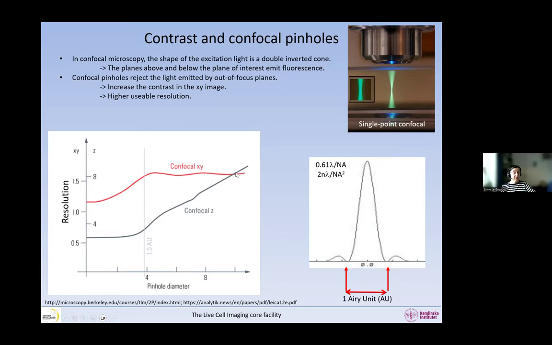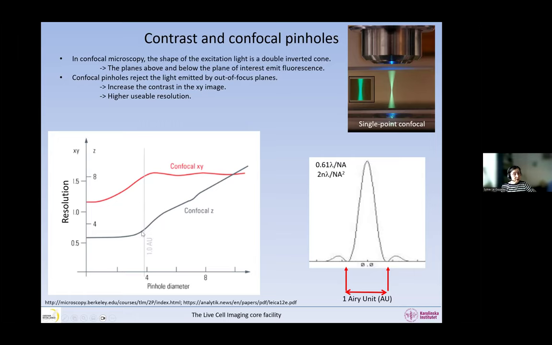In Z, as we close the pinhole, if we start with a pinhole of two or three area units, we will have a very bad Z resolution because we're not excluding the emission that comes from above and below the planes. But when we get a smaller and smaller pinhole and we get closer to one area unit, then we are getting a better Z resolution because we increase the contrast.